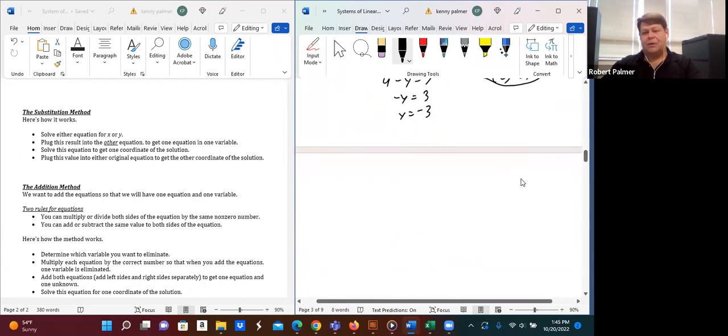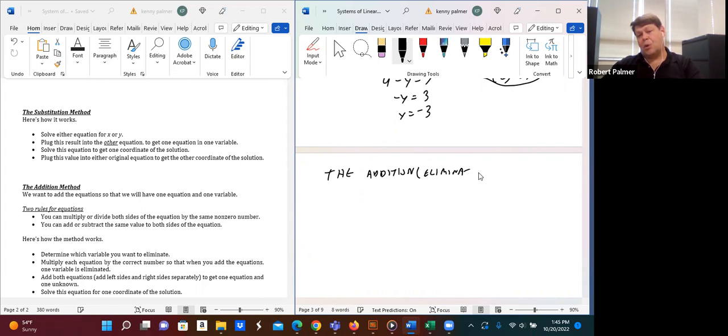Now let's look at the next method, which is called the addition method, sometimes called the elimination method. This goes by either name, addition or elimination method. Let's talk about how it works. Okay, we're actually going to look at the same example, so we'll get exactly the same result, just a different way.